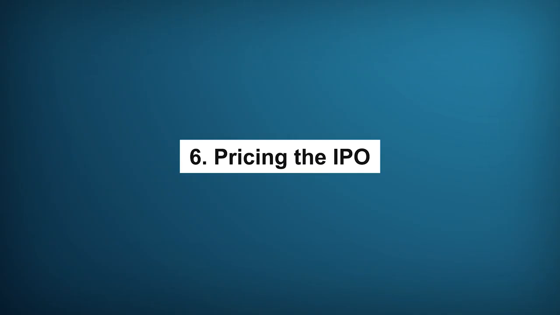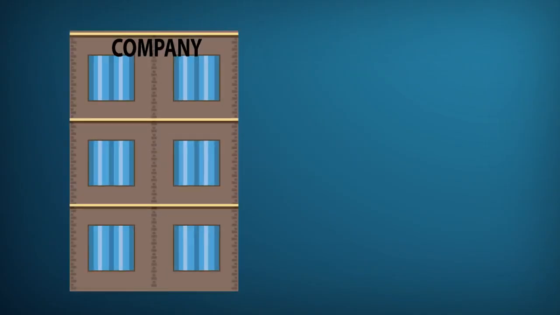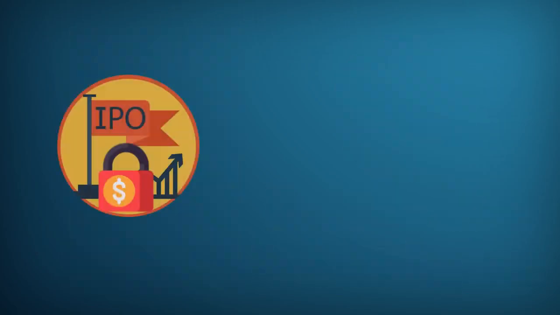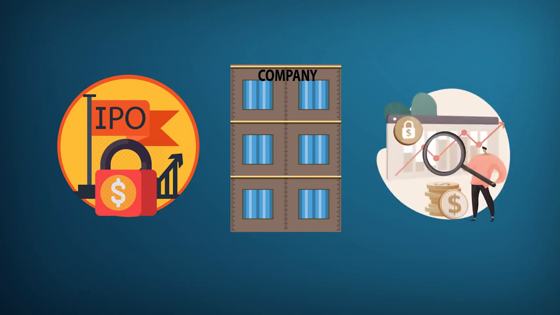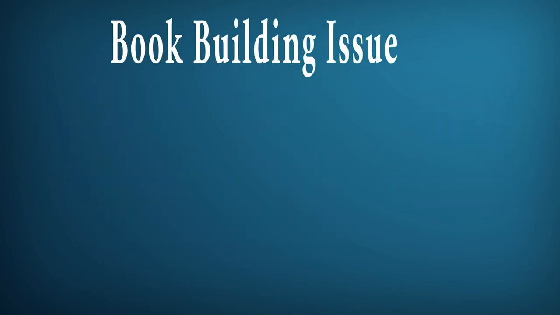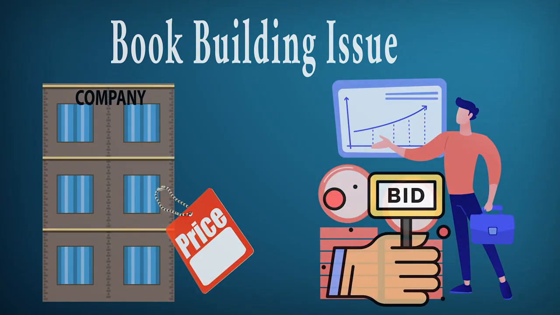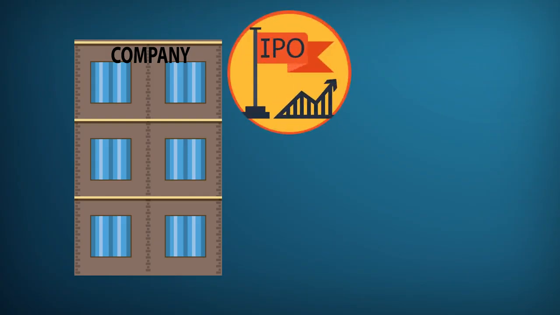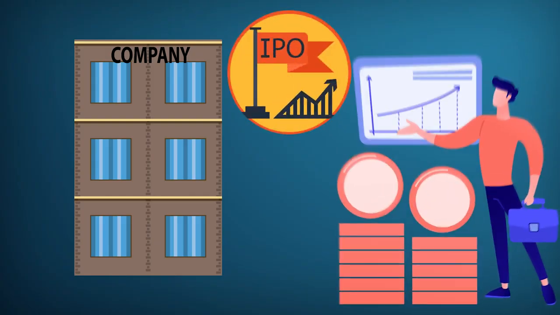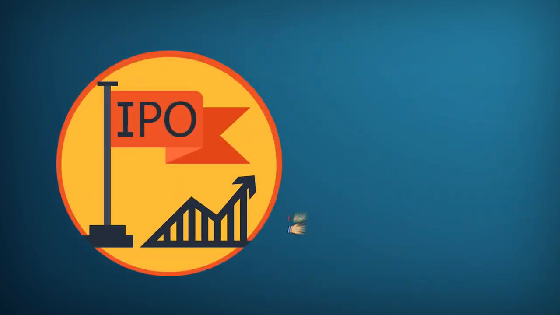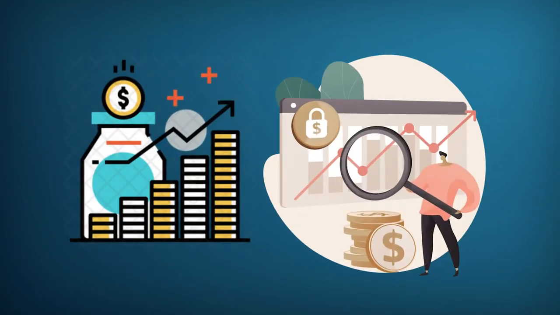Pricing the IPO. The company here has the option to either go for a fixed price IPO or a book building issue. Under a fixed price IPO, the price of the company's stocks is set and announced beforehand. In a book building issue, the company sets a price band between which the investor can bid. Here, the company sets an IPO floor price, which is the minimum price investors can bid, and an IPO cap price, which is the maximum price they can bid. Based on this, the highest price at which all the shares can be sold is determined.